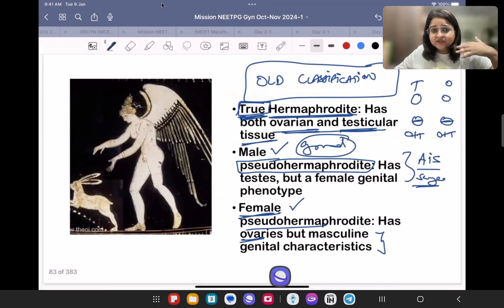No, this picture is not important. This term hermaphrodite has come from Greek mythology, so that's why I showed it. There was a very handsome, extremely good looking man called Hermes. Hermes, I don't know how you pronounce it.